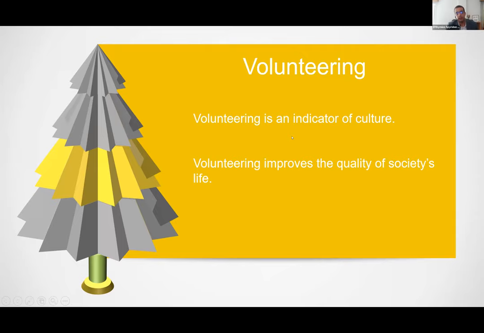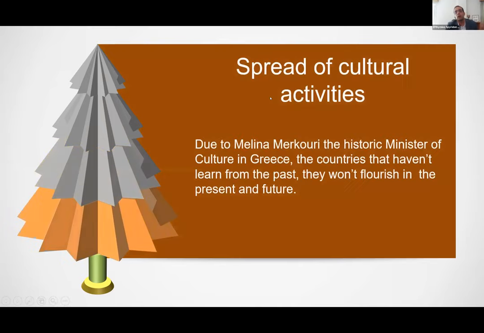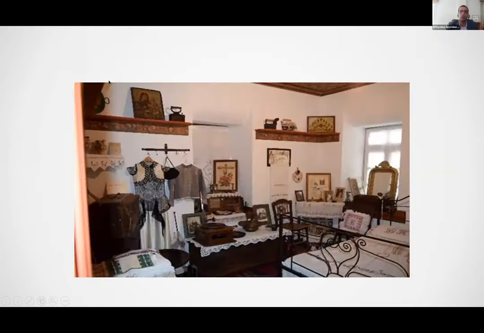The owner of the museum reconstructed the old villa and created the museum. The villa is a building from the 19th century, and around the museum, a volunteering spirit was created. Volunteering is an indicator of culture. Volunteering improves the quality of society life. One historical motto, from Melina Mercouri, the historic minister of culture in Greece, is: the countries that haven't learned from the past will not flourish in the present and the future.